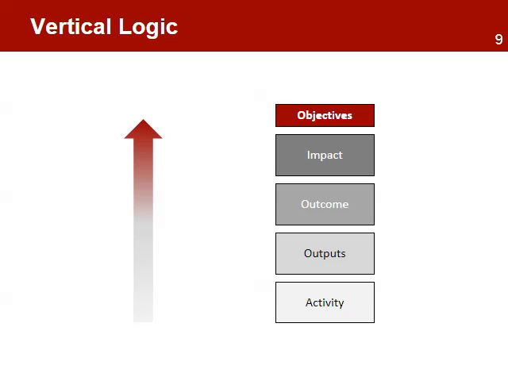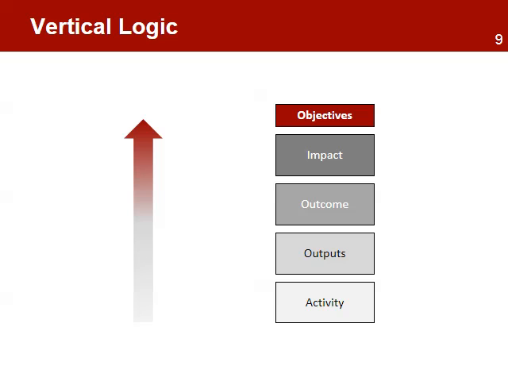The vertical logic is based on the principle of causality, which describes the relationship between cause and effect. From activity to impact, there is a sequence of three causal relationships in which a given level is related to the level above in the same way as means is related to its objectives. The vertical logic identifies what the project intends to do and clarifies the causal relationships. In order for a log frame to be useful, the logic must be correct.